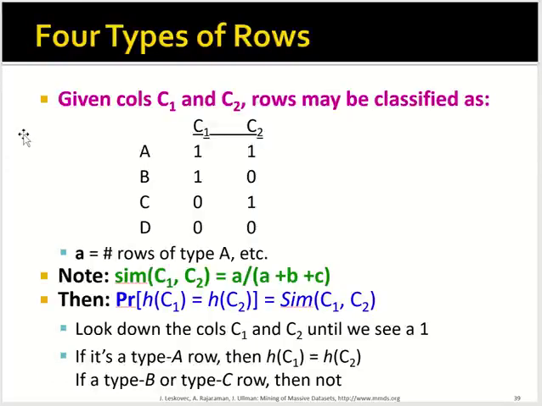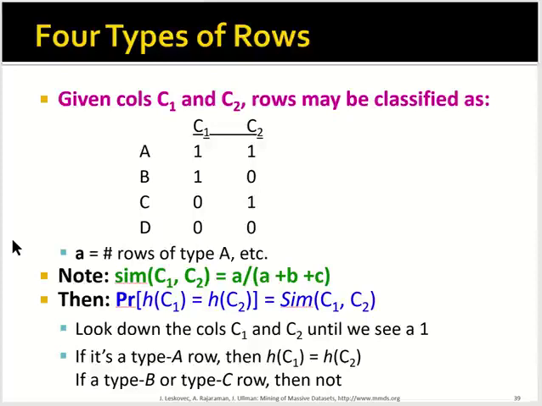So given any columns C1 and C2, we can get 4 different types of rows: A, B, C, D, like 1 1, 1 0, 0 1, and 0 0. If we use A to represent the number of rows of type A, then the similarity of C1 and C2 is equivalent to A divided by the sum of A, B, C. So the probability of hashing C1 equal to hashing C2 equals the similarity between C1 and C2.